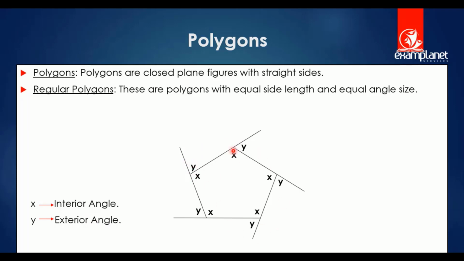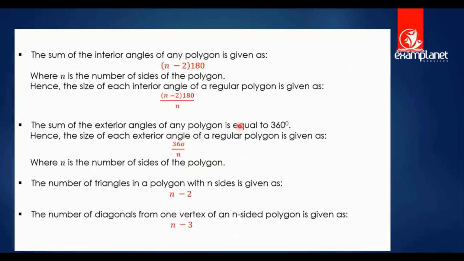Okay, so that is what we mean by regular polygon. If all the interior angles are equal, then all the exterior angles must also be equal. So that is a regular polygon.